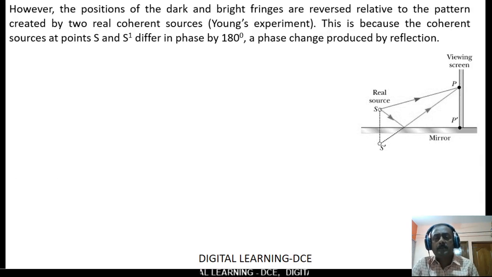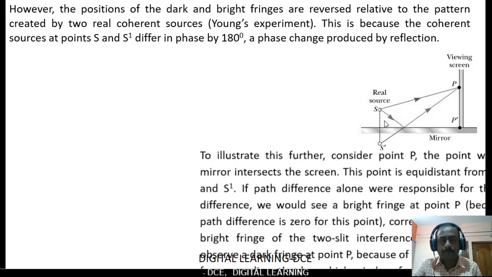However, the positions of the dark and bright fringes are reversed relative to the pattern created by two real coherent sources, just as in Young's experiment. This is because the coherent sources at points S and S dash differ in phase angle by 180 degrees, a phase change produced by reflection.